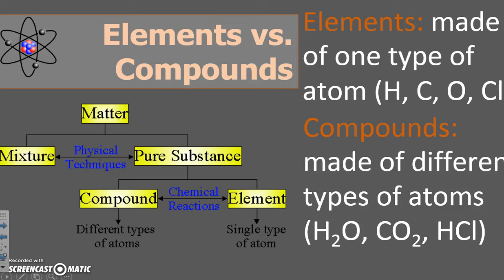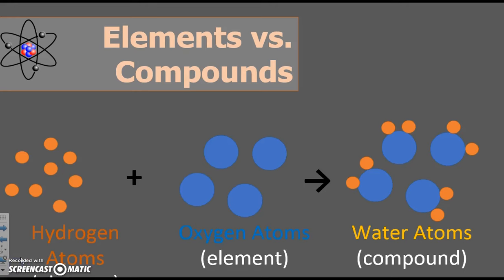Elements can become compounds through only chemical reactions, whereas mixtures can be created through only physical techniques. Elements versus compounds. As you see here, you see some hydrogen atoms being added or combined with oxygen atoms. When you combine them, you get the water compound, which is, you see here, the 4 oxygen and the 2 hydrogen on the outside.